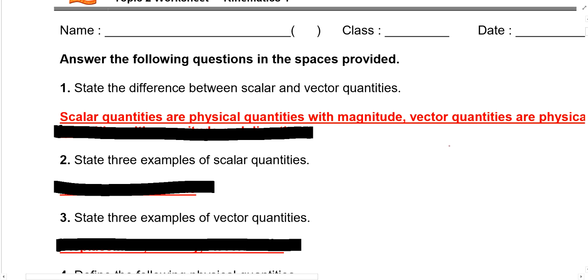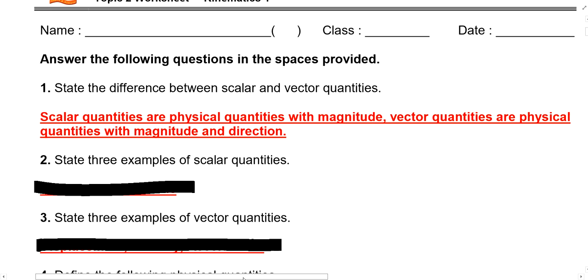So scalars are physical quantities with magnitude only, whereas vectors are physical quantities with magnitude and direction. It is optional for you to leave this out. Scalar quantities have magnitude only, while vector quantities have, yeah, okay, you can say both have magnitude and direction. Okay?